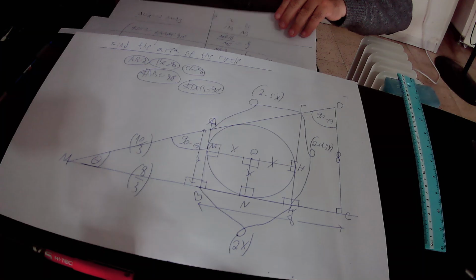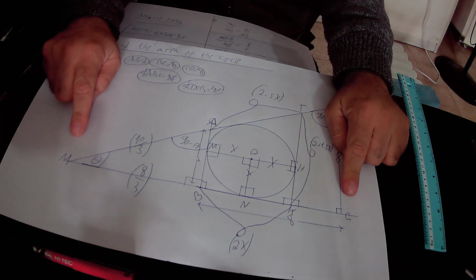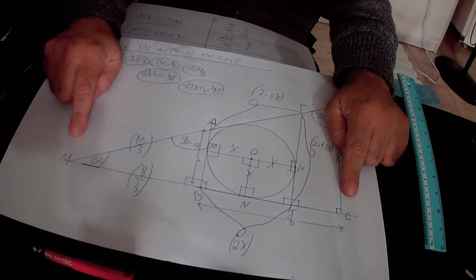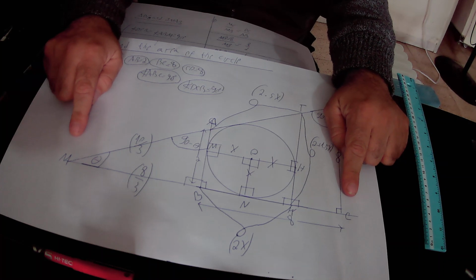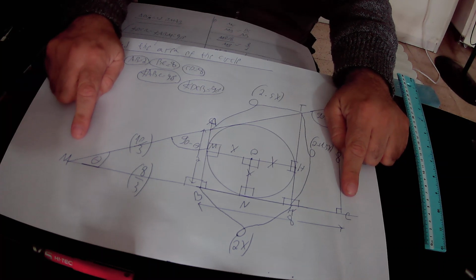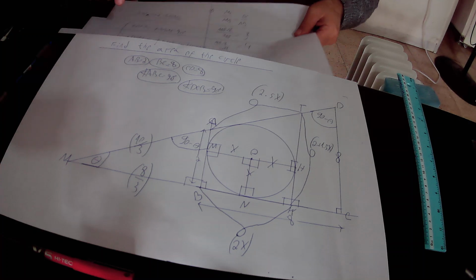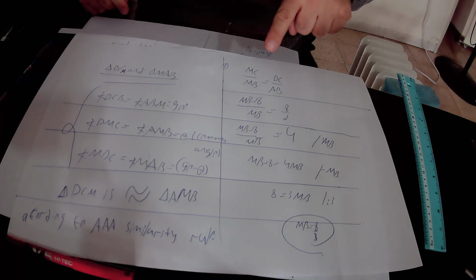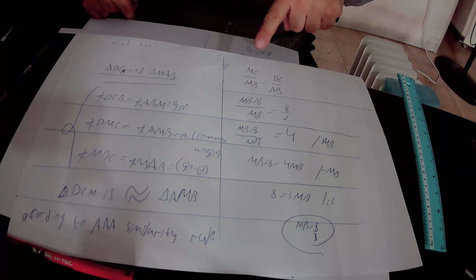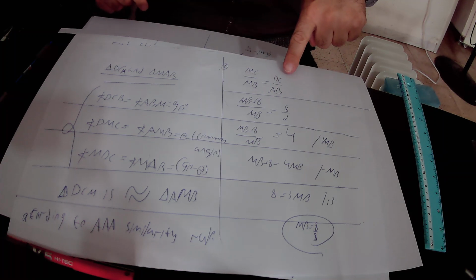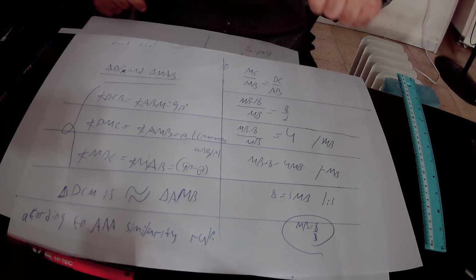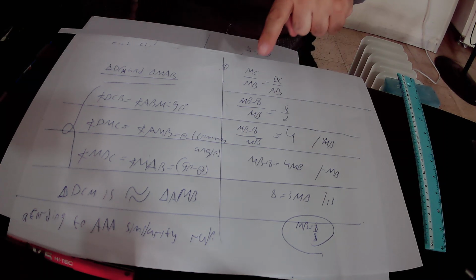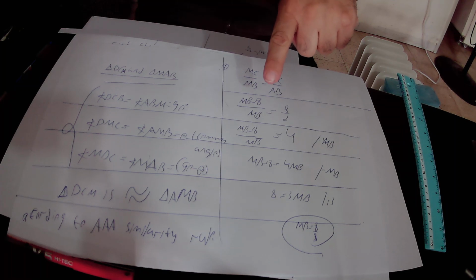What is the length of MC? It is very easy to see from the drawing that MC equals MB plus BC. BC is 8, so in total MC equals MB plus 8. So here we substitute MC by MB plus 8, so it is MB plus 8 over MB equals DC. DC is 8, AB is 2. 8 over 2 is 4. So MB plus 8 over MB equals 4.